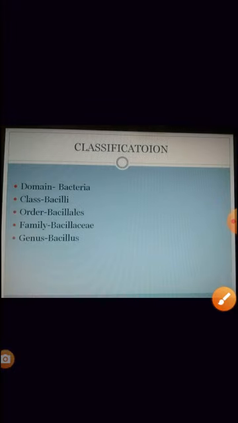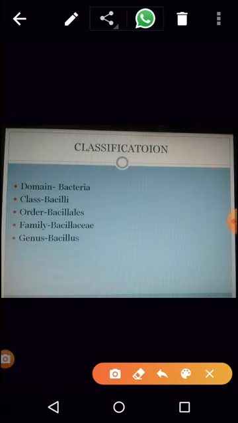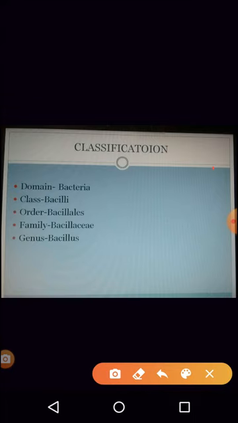If you see the classification of this organism, it is a bacteria and hence it comes under the domain bacteria, class Bacilli, order Bacillales, family Bacillaceae, and genus Bacillus.